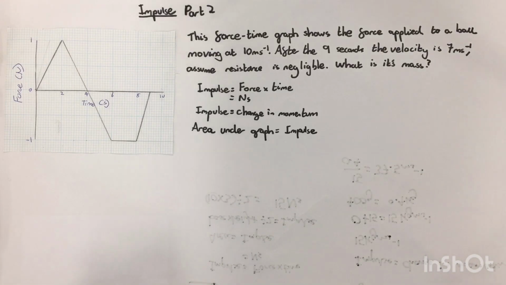Here's our second question for impulse. This force time graph shows the force applied to a ball moving at 10 meters per second. After the 9 seconds, the velocity is 7 meters per second. Assume resistance is negligible. What is its mass? From question 1, we know that impulse is equal to force times time, or Ns, and impulse is also equal to change in momentum. And the area under the graph is also equal to impulse.